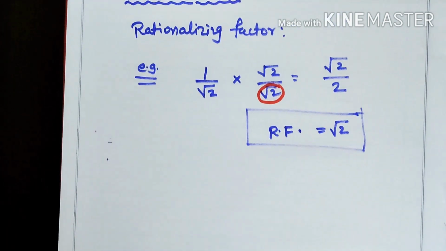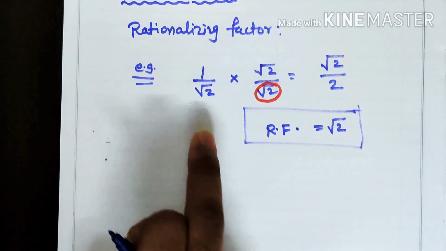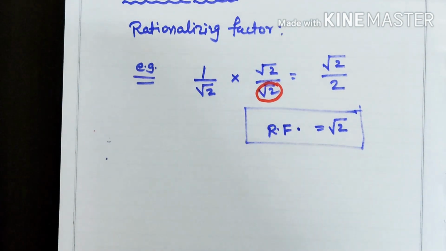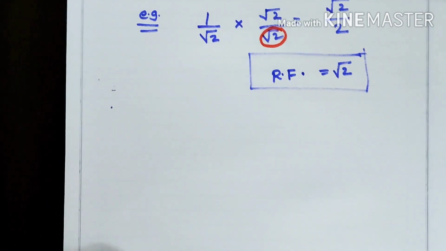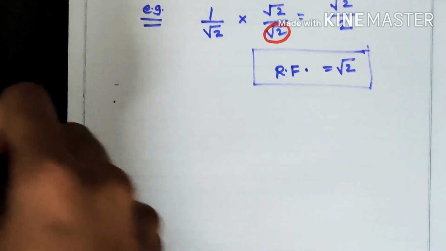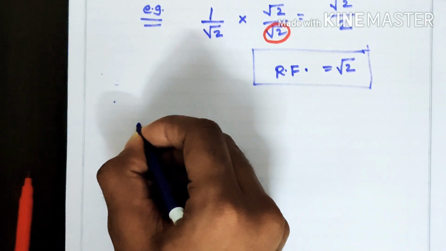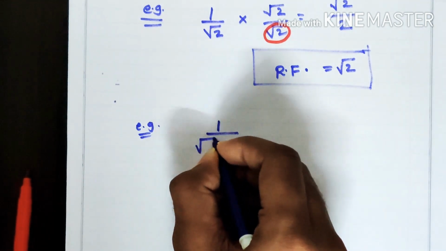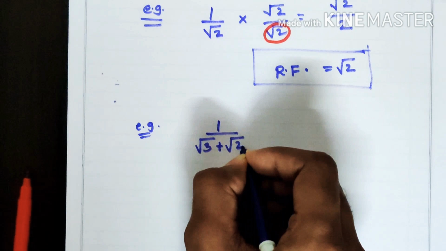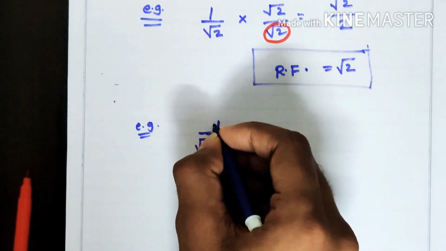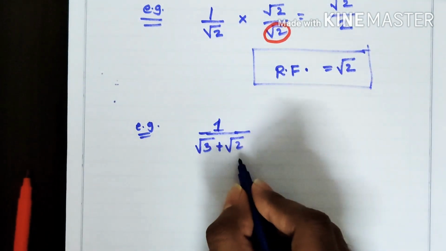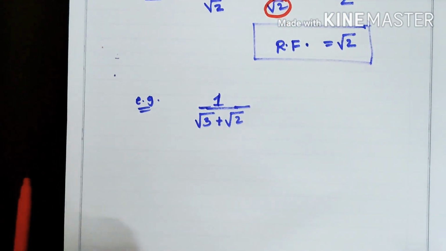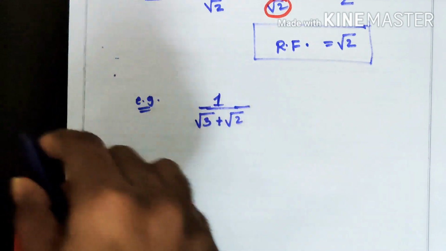So we have done it for a simple monomial. Whenever there are two terms, that means a binomial, in the denominator, then how do we perform the rationalization method? Let us take a simple example. Suppose our number is 1 upon root 3 plus root 2.